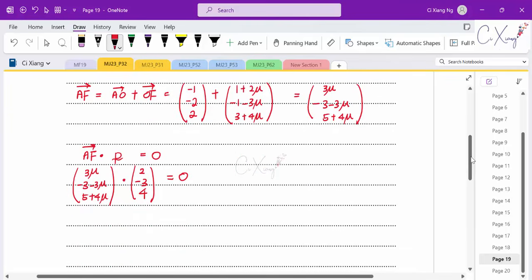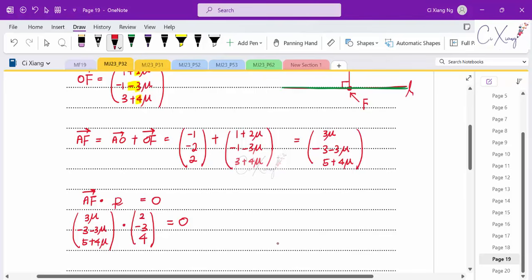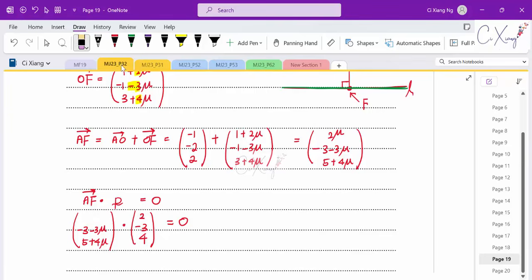Okay, then continue from here. So what I need to do now is... wait, I think I made a careless mistake, right? Sorry, I think this part I made a careless mistake because when I check the answer, I realized the values are not the same. AF is AO plus OF. So -1 plus 1 should be 0, plus 2 mu, which is 2 mu. So there's an error here. This one shouldn't be a 3 mu, it should be a 2 mu here. Of course this part also I need to make it become 2 mu.